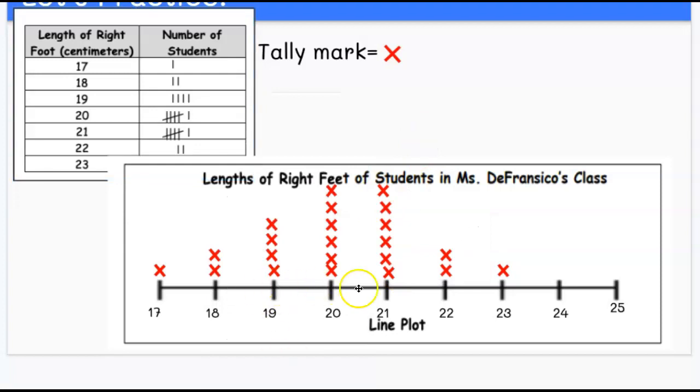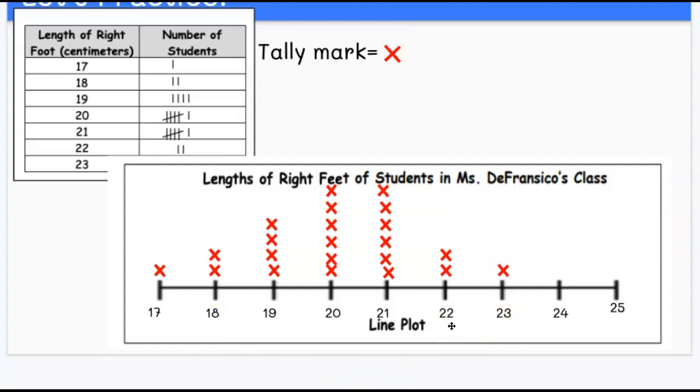All right, so when we look at this line plot, we can easily see that the same amount of students had a 20 centimeter foot and a 21 centimeter foot. The least amount of students had a 17 centimeter foot and 23 centimeter foot, and equal amounts of students had an 18 centimeter foot and a 22 centimeter foot.